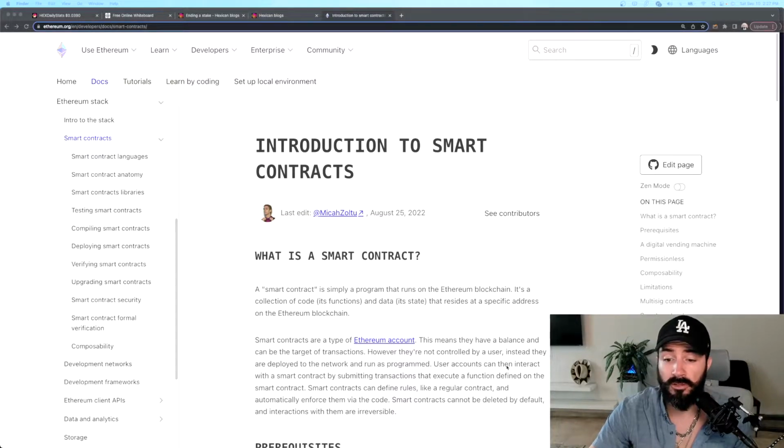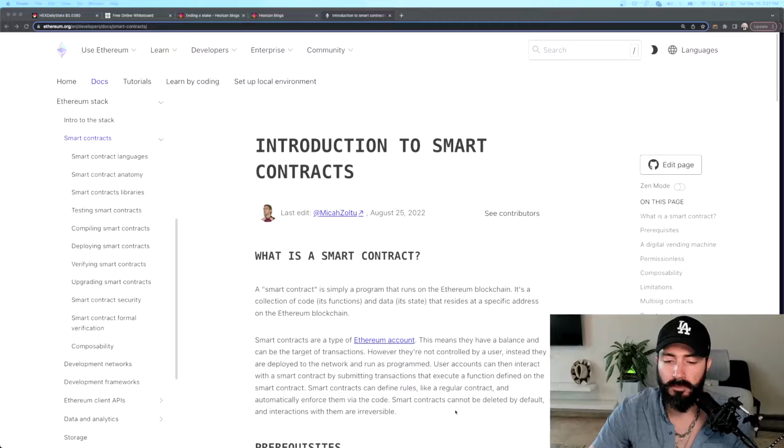Anyway, so user accounts can then interact with a smart contract by submitting transactions that execute a function defined on the smart contract. Smart contracts can define rules like a regular contract and automatically enforce them via the code.